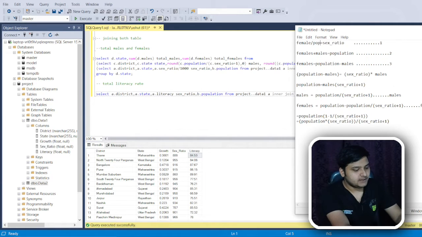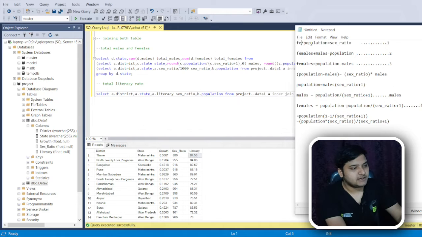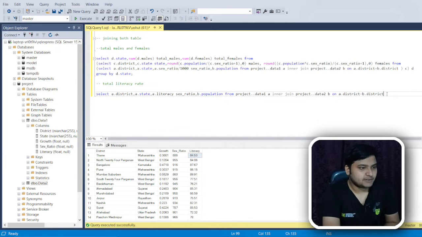So here it would come as the total population of the state, and this would be the total number of literate people, and this is the literacy ratio if we define this in statistical terms. And from this equation we'll be deriving the total number of literate population and the total number of illiterate people residing in that particular state or district.